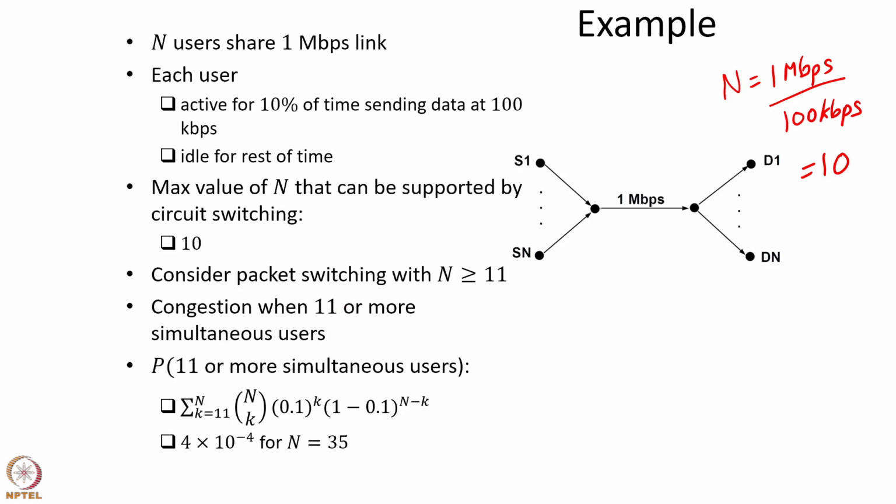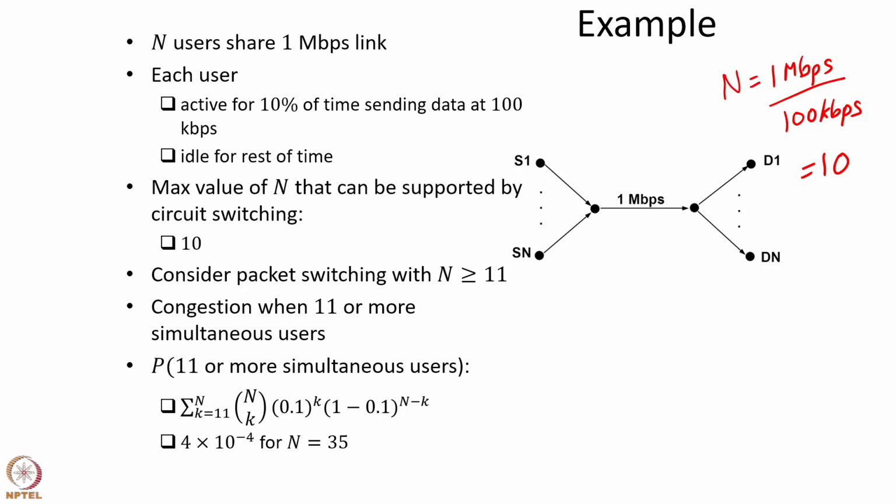So even if there are as many as 35 users, which is 3.5 times the number of users of circuit switching, the network will be congested only for a fraction of time, 4 times 10 to the power minus 4, which is extremely small. The rest of the time, the network will have plenty of bandwidth to support these 35 users. So in this example, packet switching supports 3.5 times the number of users that circuit switching supports very comfortably. Notice that this happens because the traffic sent by users is intermittent.